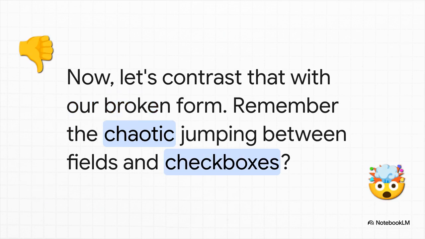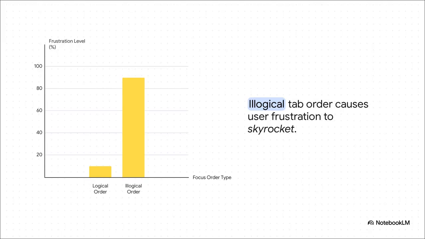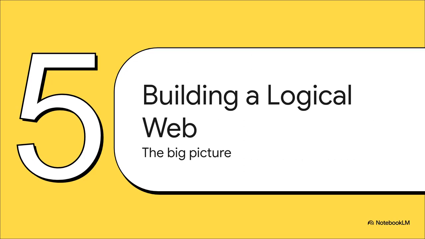Okay, now let's flip that coin and go back to our bad path, that jumbled, frustrating form from earlier. Remember that chaotic jumping around between fields and checkboxes? That is a textbook example of what not to do. And the impact here is just, wow. It's dramatic. When the order is logical, you can see frustration is super low. But as soon as you introduce an illogical order, like in our broken form, frustration just skyrockets. People are way more likely to just give up and leave, which means the form has completely failed at its one and only job.